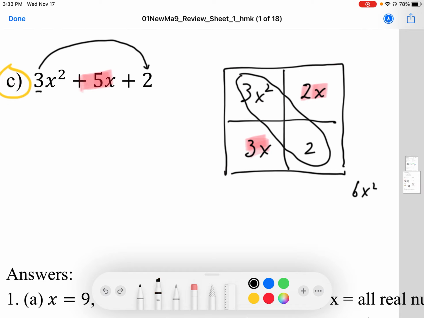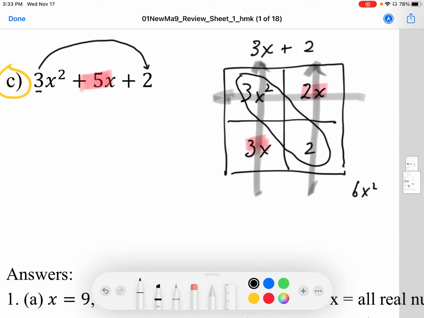So at this point, we have the correct area, so I just need to factor. So I'm going to find the greatest common factor going in the vertical direction here. So the greatest common factor here is going to be 3x. The greatest common factor here is going to be 2, so it's going to be plus 2. My greatest common factor going in this direction is going to be just the x, so I end up with x, and I can see that 3x times x is 3x squared. The 2 here times the x here gives me the 2x inside the area there.